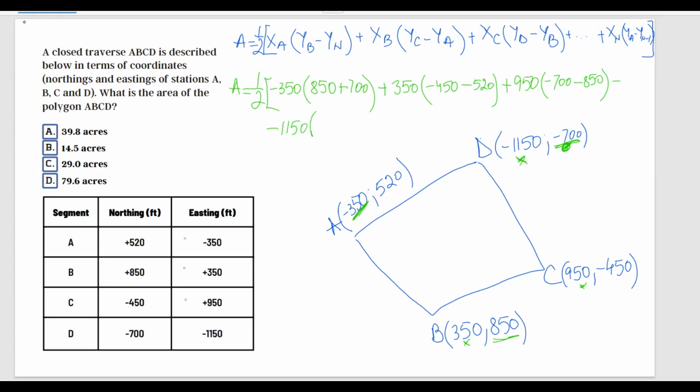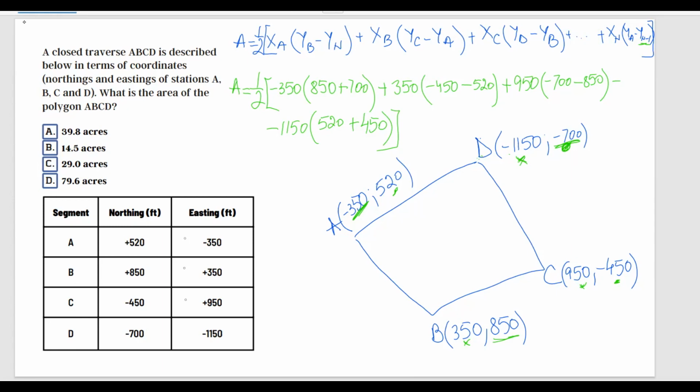1150, multiplied by, we move forward with the YA 520 minus YC. Our N minus 1, in this case, since D is the last point, N minus 1 is C. So minus with minus is going to be plus 450. And close the square parentheses. And this is the area of this polygon.